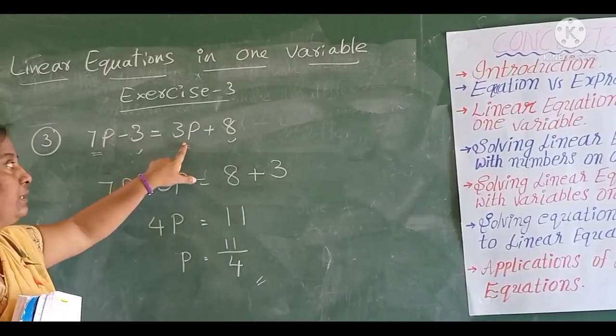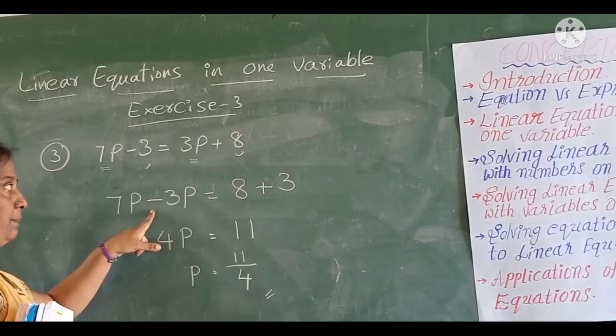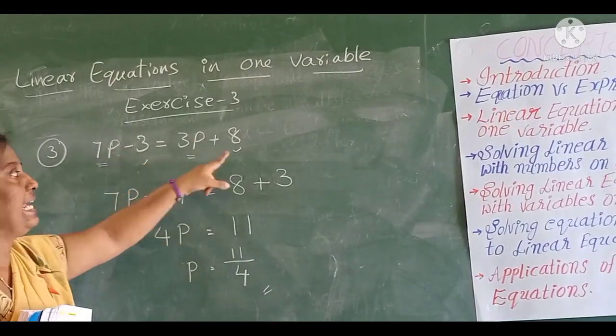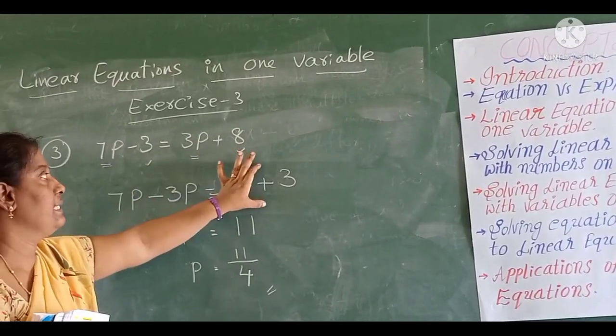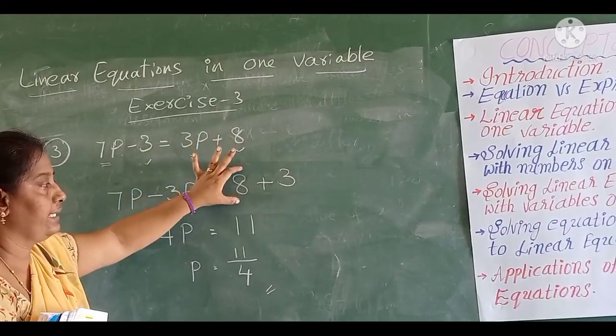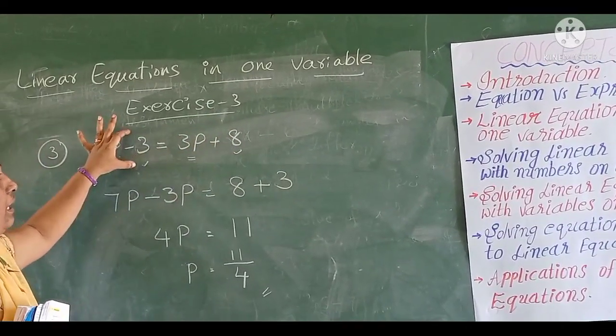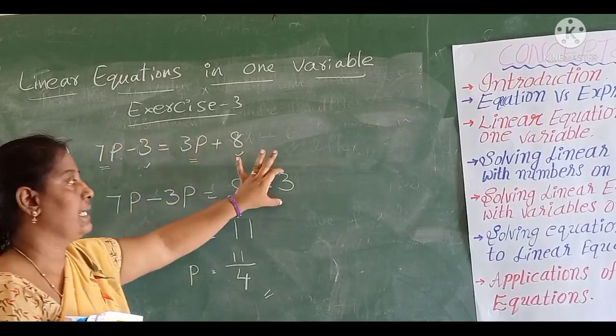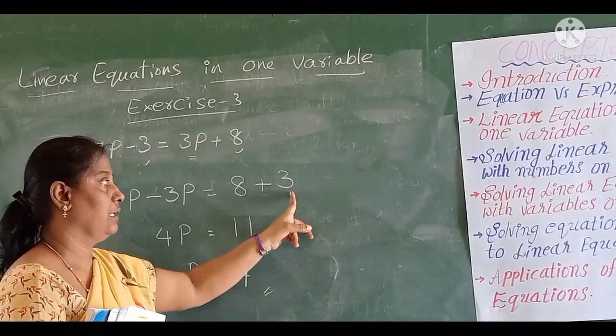So positive 3p will become negative 3p. Minus 3 and 8 are constants. Move them to the right side. On the right side, 8 is already there. So moving minus 3 to the right side, it will become plus 3.